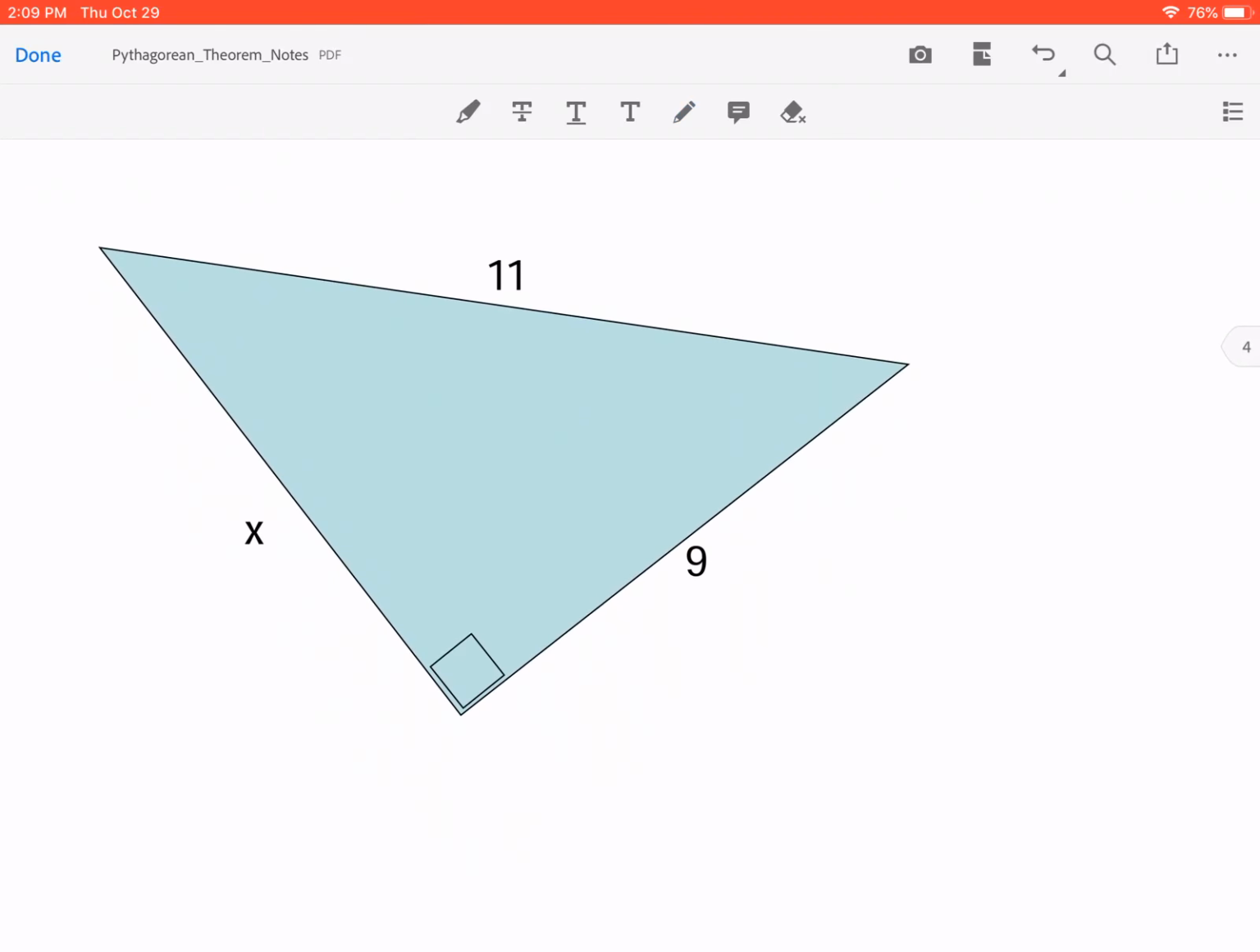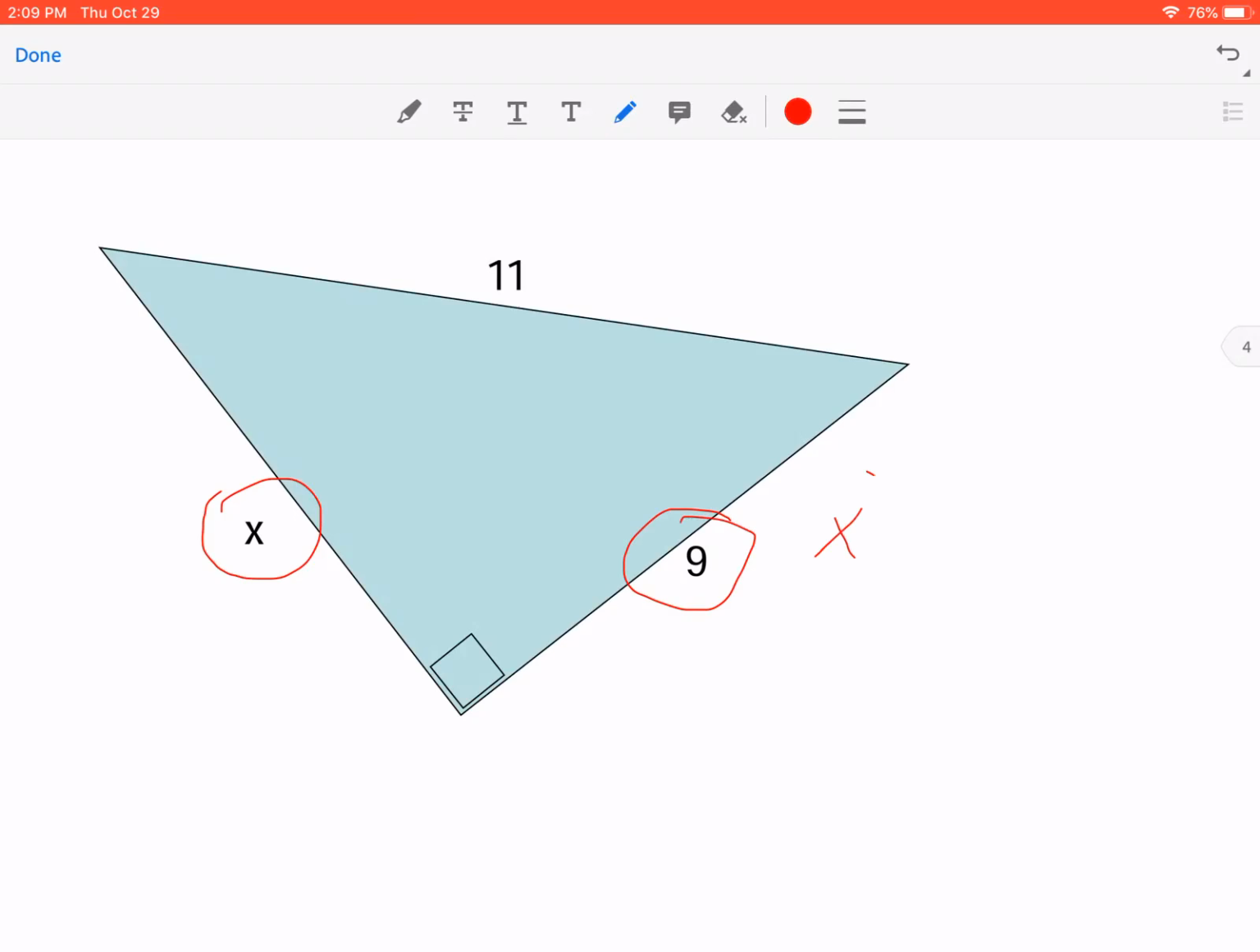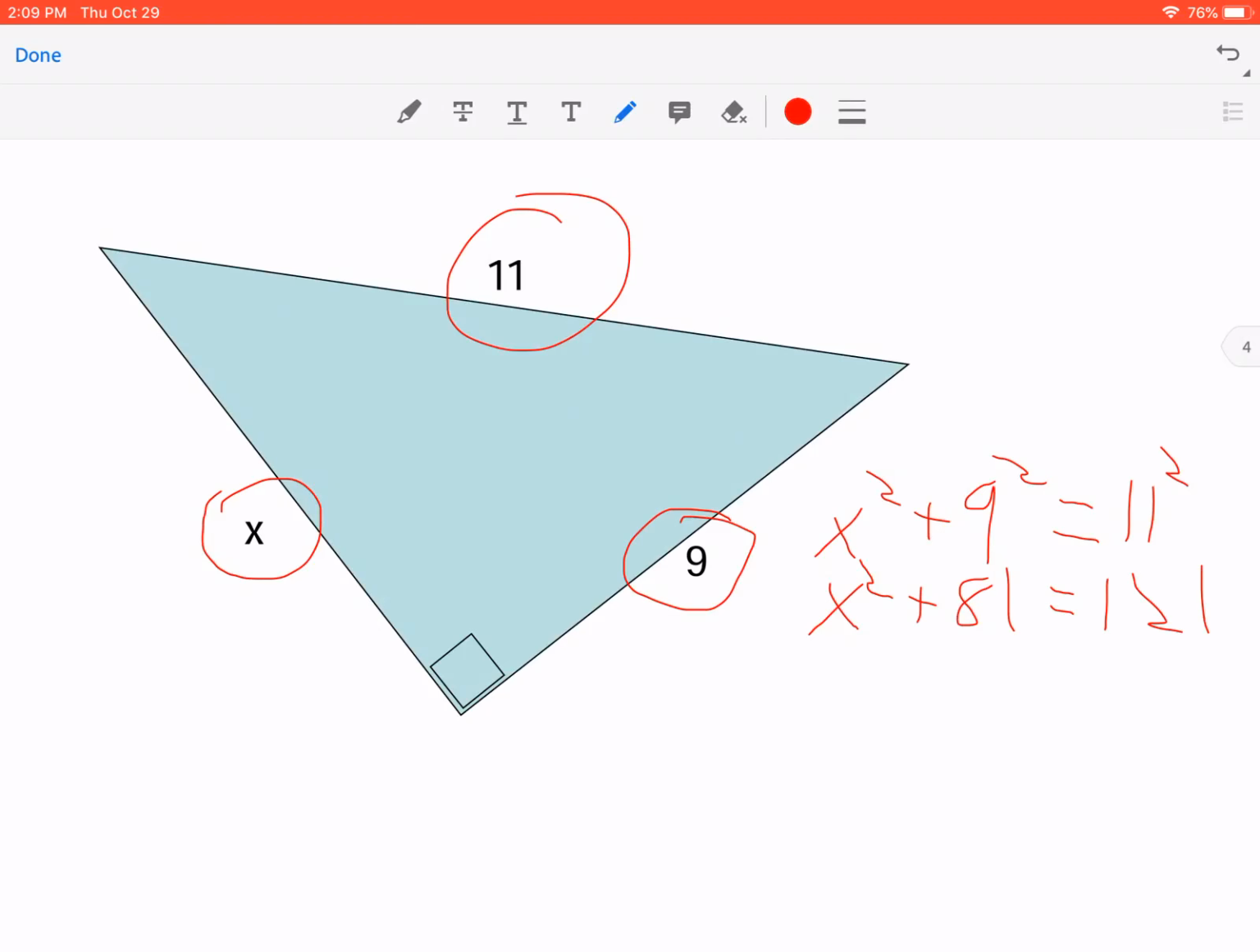Okay, next one, this is a right triangle, but this time they gave me a hypotenuse and one leg. So I've got this leg and that leg. So I'm going to set it up, x squared plus 9 squared equals, that's the hypotenuse, 11 squared. And again, 9 squared is 81. 11 squared is 121. You need to get x by itself, so get rid of the plus 81. Subtract 81 on both sides. x squared is equal to 40.